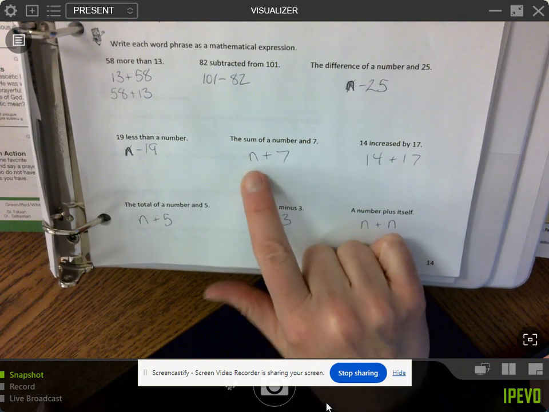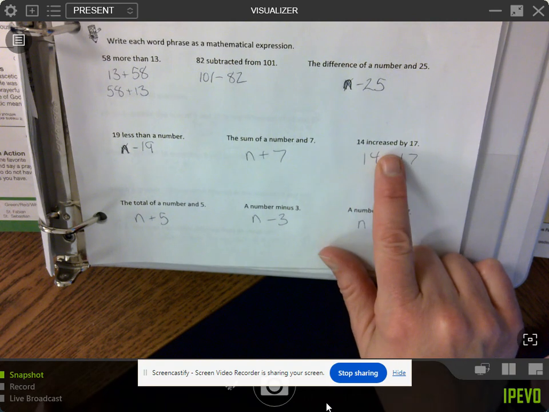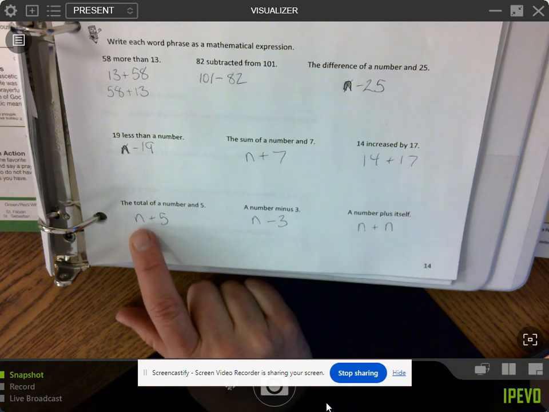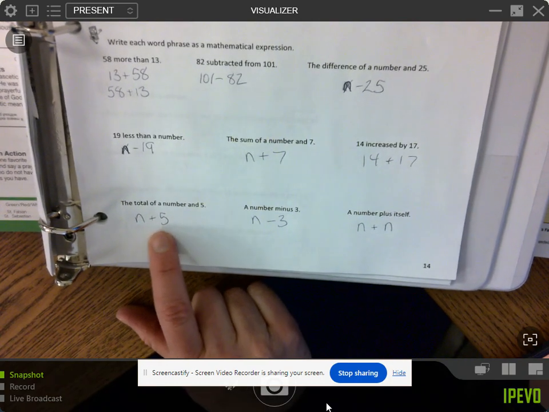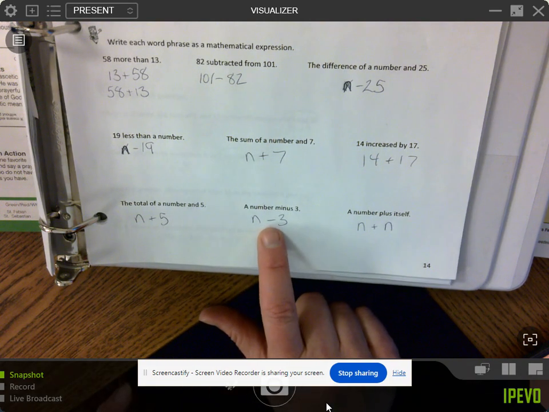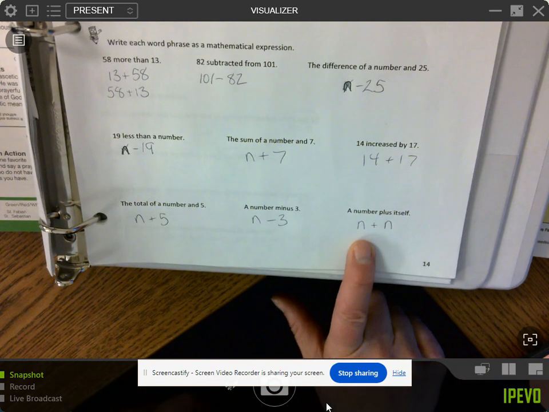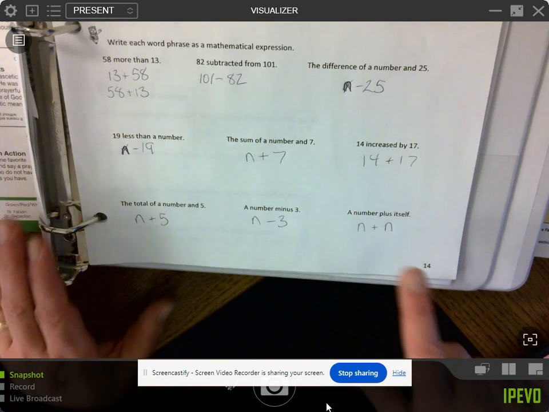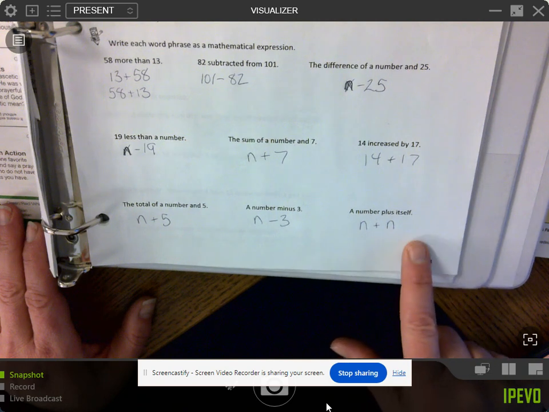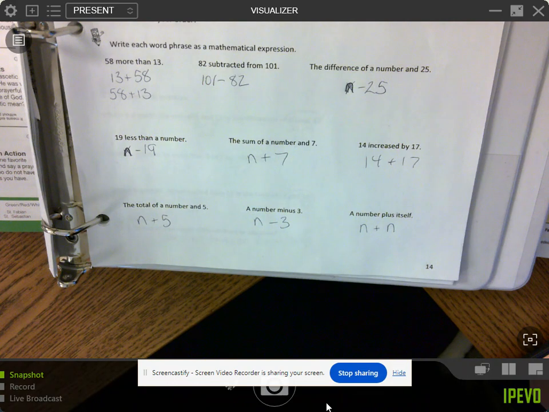The sum of a number and 7 would be n plus 7. 14 increased by 17 would be 14 plus 17. The total of a number and 5 means we're adding, so n plus 5. And a number minus 3 would be n minus 3. A number plus itself would be n plus n. So your variable had to be the same here because it's adding itself. Otherwise, if they're different variables, they stand for different numbers.